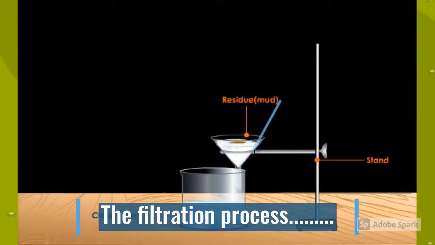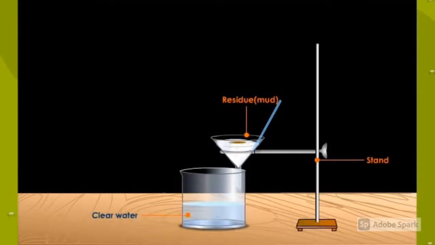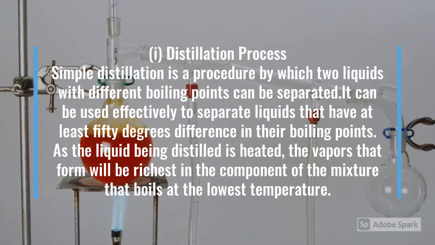The next separation method is distillation. This is a procedure by which two liquids with different boiling points can be separated. It can be used effectively to separate liquids that have at least 50 degrees difference in their boiling points. As the liquid being distilled is heated, the vapors that form will be richest in the component of the mixture that boils at the lowest temperature.